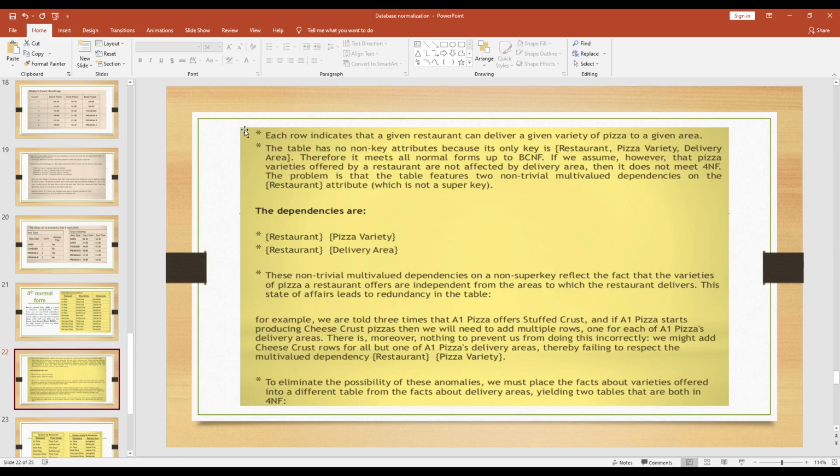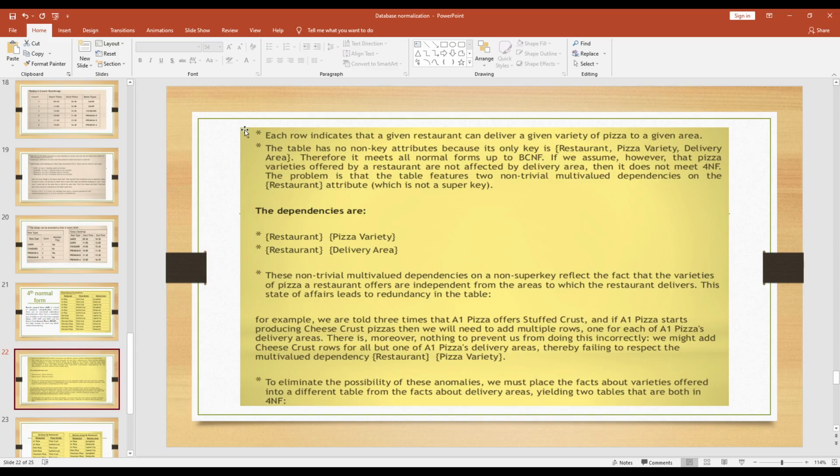The table has no non-key attributes because its only key is restaurant, pizza variety, delivery area. Therefore, it meets all normal forms up to BCNF. If we assume, however, that pizza varieties offered by a restaurant are not affected by delivery area, then it does not meet fourth normal form. The problem is that the table features two non-trivial multi-valued dependencies on the restaurant attribute, which is not a superkey.